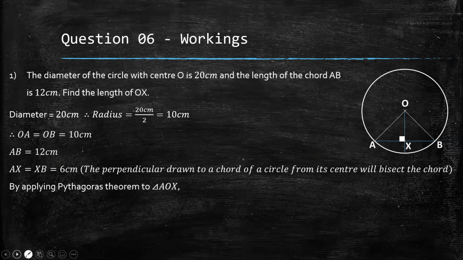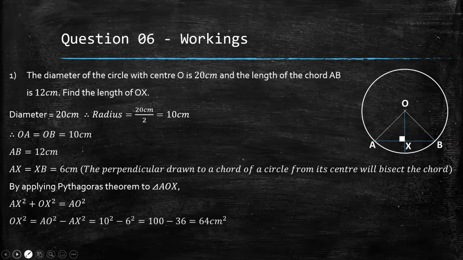Now, by applying the Pythagoras theorem to the triangle AOX, we know this is a right angle triangle, so you can apply Pythagoras theorem. We know the value of radius. We know the value of AX, so you can find OX. We know AX squared plus OX squared is equal to AO squared. Therefore, OX squared is equal to AO squared minus AX squared.